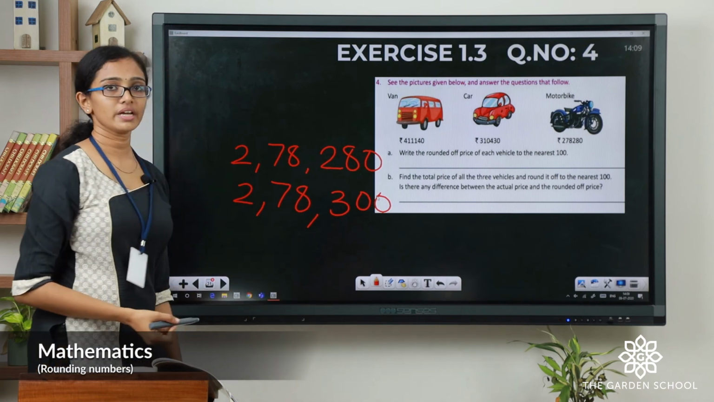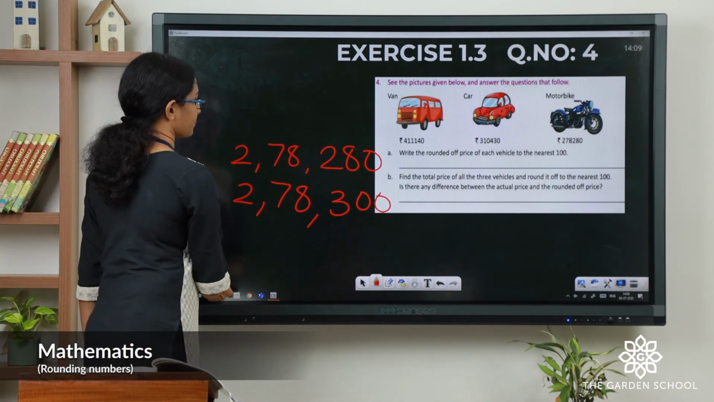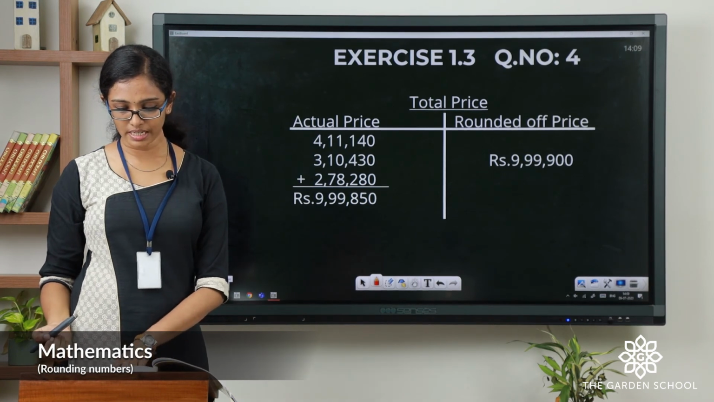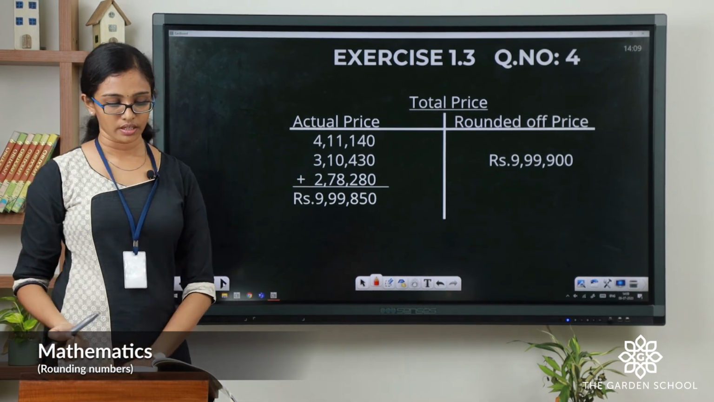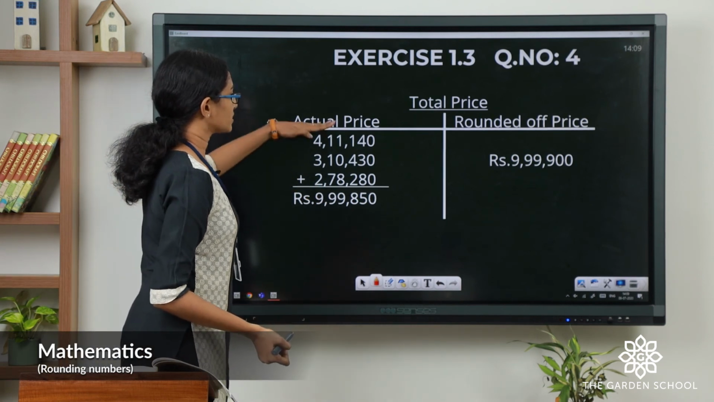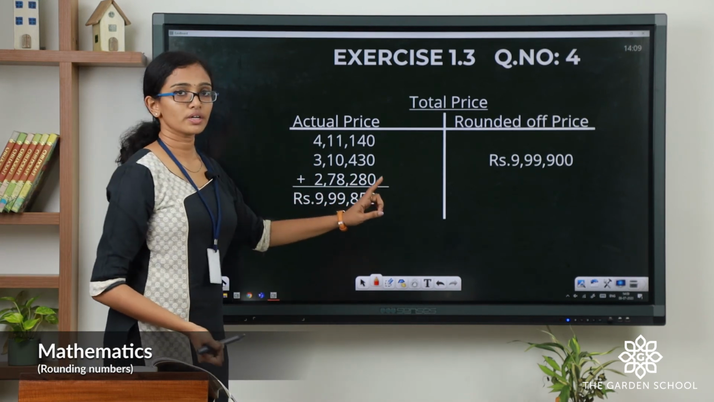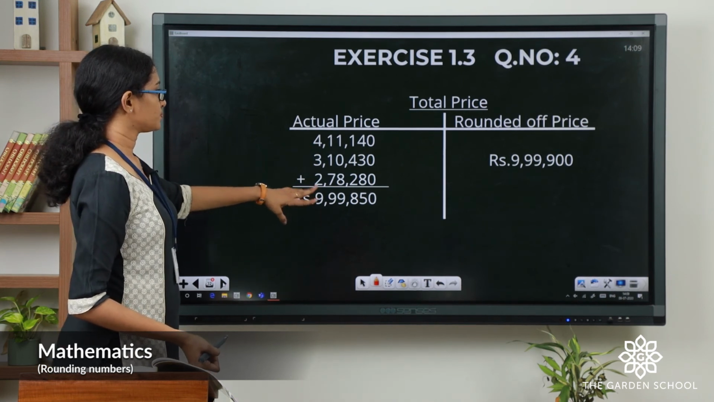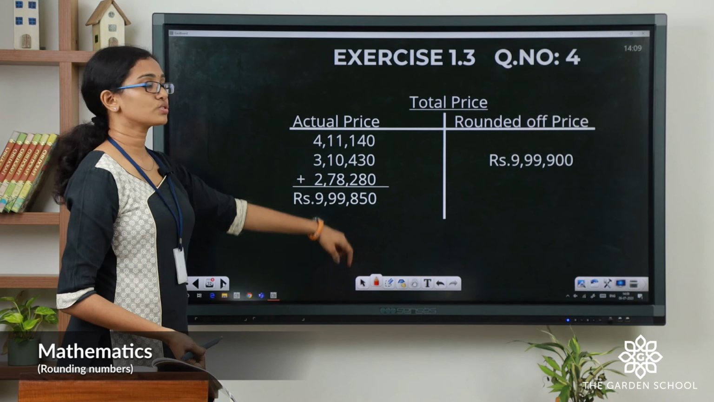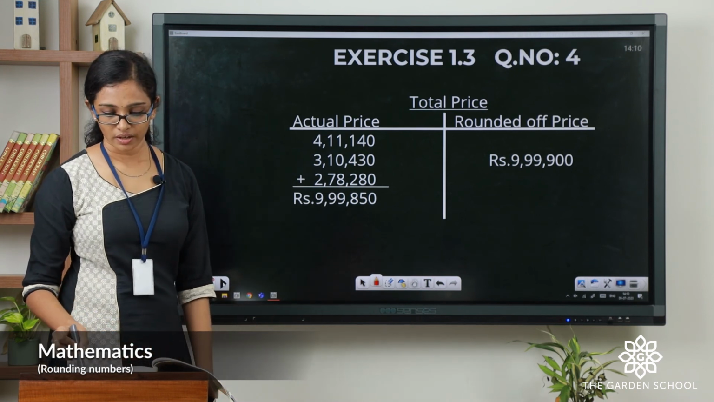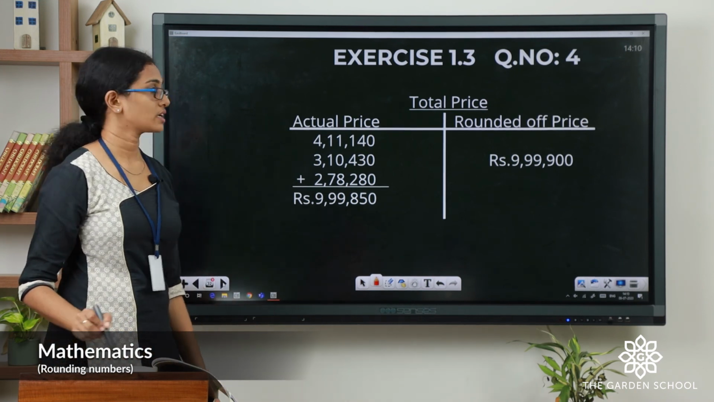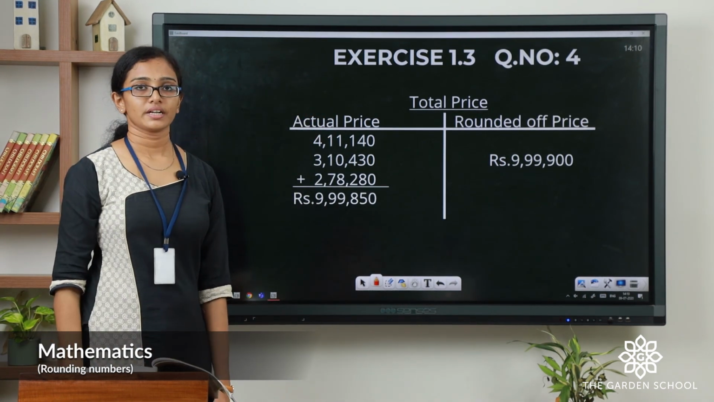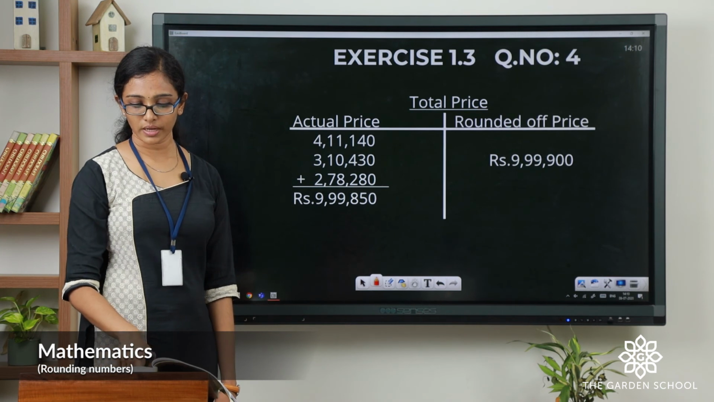Now, there is a part B in the question. Let's look at that one. Here, you have to find the total price of all the 3 vehicles and round it off to the nearest 100. So, the actual price of all the vehicles are given here. The total cost will be, or the total price will be, adding all these will give you 9,99,850. You are asked to round it off to the nearest 100, which will give you 9,99,900.